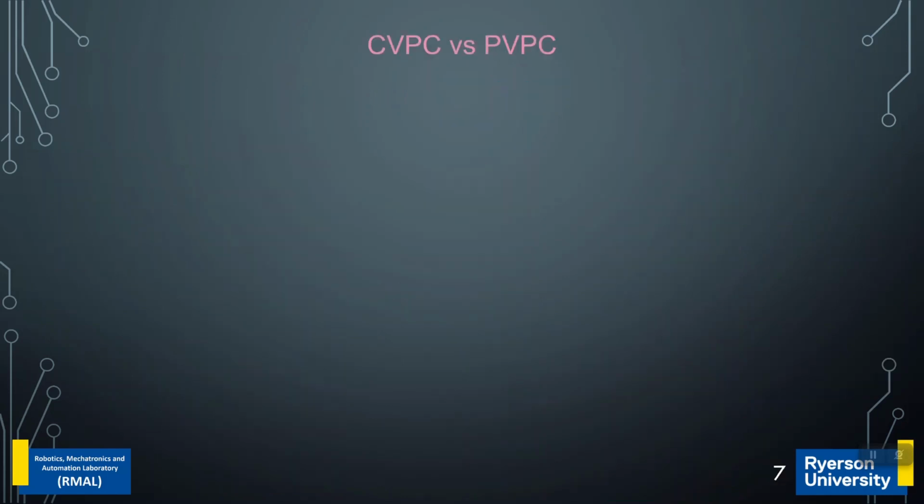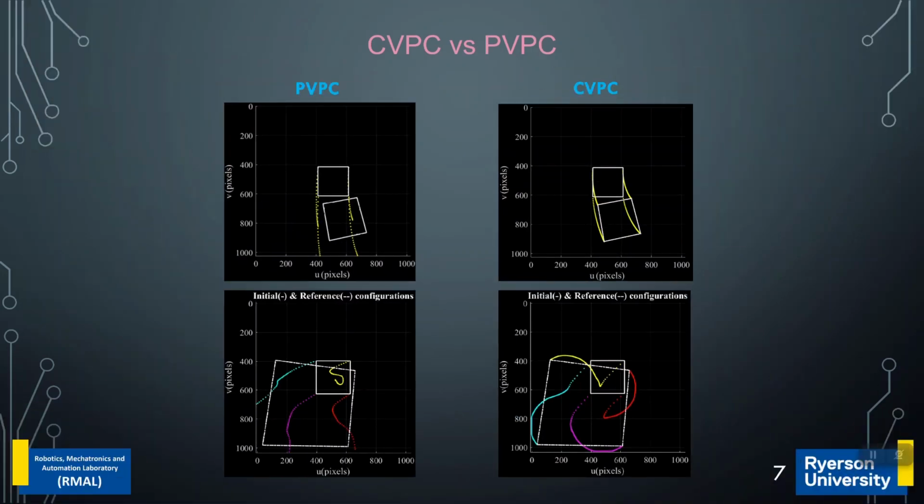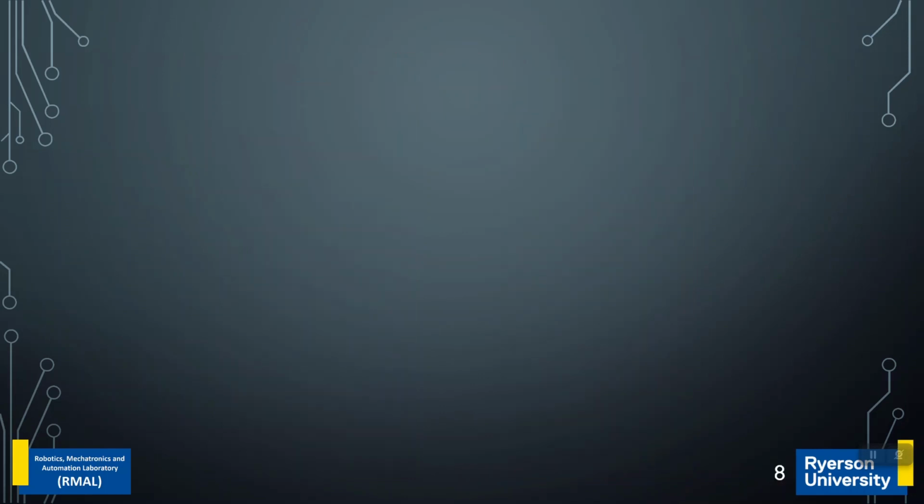On the other hand, in PVPC, due to having no direct control over the 2D visual features, they may leave the camera's field of view. This issue will be resolved in CVPC by employing a weighted combination of IVPC and PVPC schemes and having control over the 2D visual features.